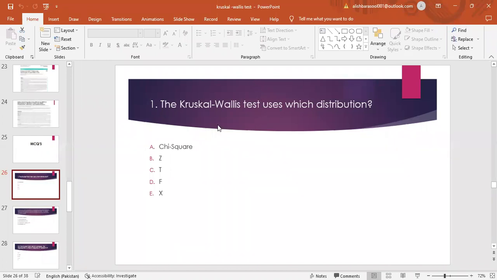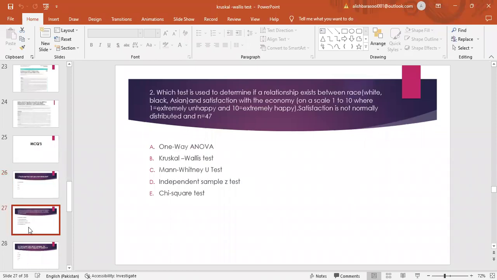Yes, A is the right answer. Which test is used to determine if a relationship exists between race, white, black, Asian, and satisfaction with the economy on a scale of 1 to 10, where 1 is extremely unhappy and 10 is extremely happy? Satisfaction is not normally distributed and N is equal to 47. A, one-way ANOVA, B, Kruskal-Wallis test, C, Mann-Whitney U test, D, independent sample t-test, and E, Chi-square test. B. Yes, B is the right answer.